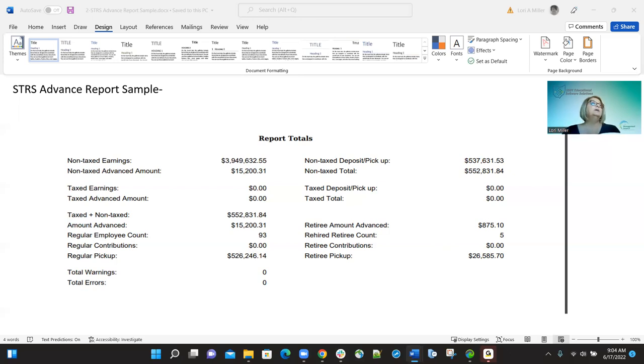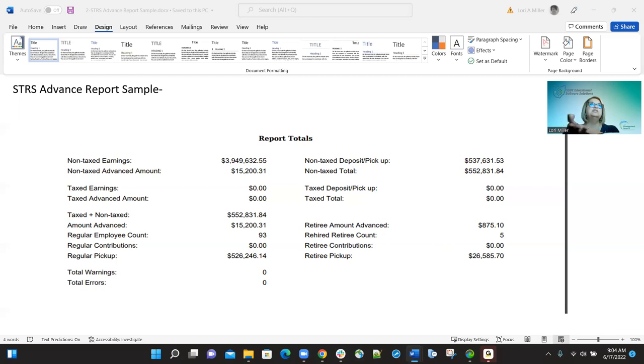When they run the submission report, it also sets those STRS advanced configurations on the system configuration STRS advance option. Those all get set. So basically it puts them in advanced mode, and it also puts the advance dollar amount on there as well. If the district tries to begin processing a July payroll before they actually process the advance, they will get an error telling them that they cannot initialize because the advance has not been processed yet.